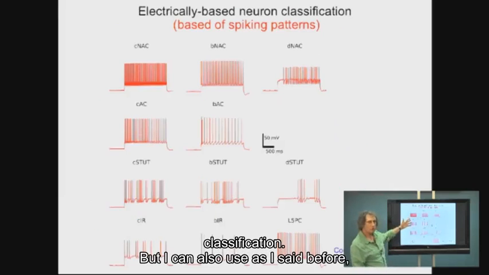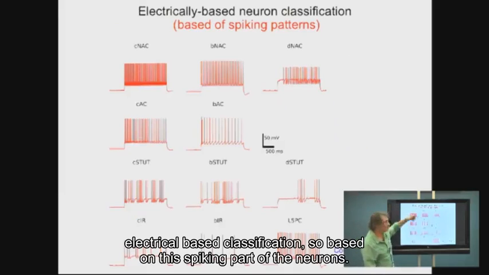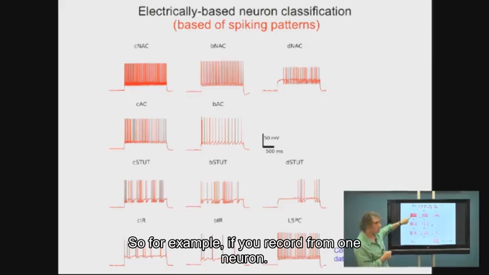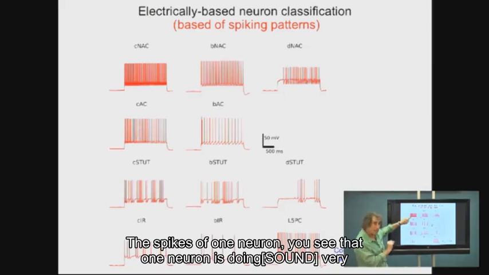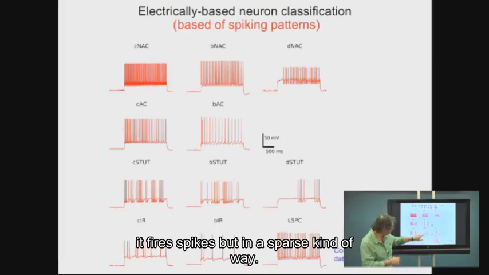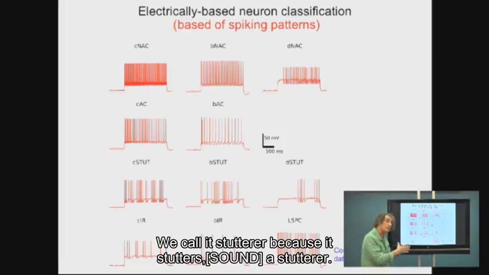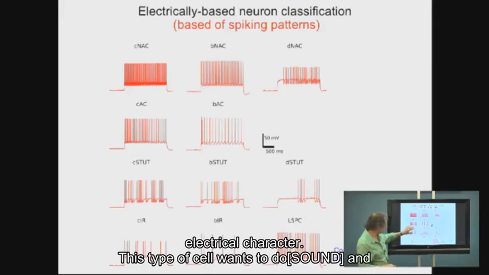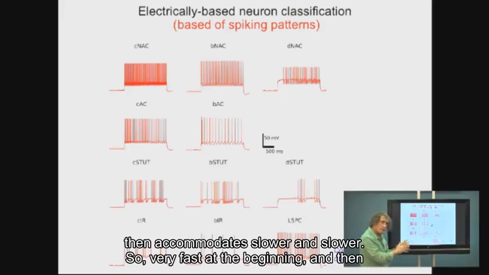But I can also use, as I said before, the electrical classification, based on the spiking pattern of neurons. So for example, if you record from one neuron, the spikes of one neuron, you see that one neuron is doing ta-ta-ta-ta-ta-ta-ta very intensely. If you record from another neuron, it fires spikes, but in a sparse kind of way. We call it a stutterer, because it stutters. Ta-ta-ta, ta-ta-ta-ta-ta-ta-ta-ta-ta, a stutterer. Another stutterer. So there are different types based on the electrical activity.